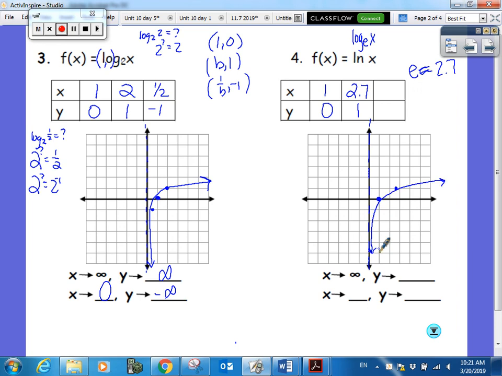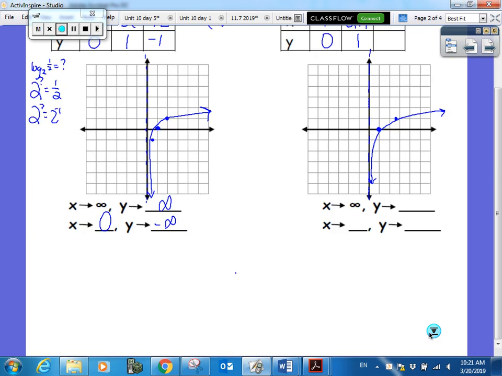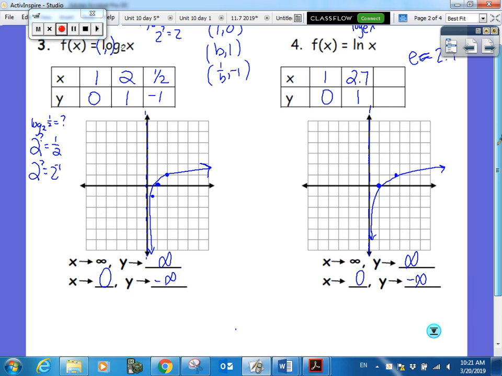And it's going to look very similar to that other one. It's just the numbers are different. Here the base was 2. Here the base is 2.7. Almost the exact same problem. Okay, it's just shifted over just a little bit. A base of 2 versus a base of 2.7. So as x approaches infinity, as x gets bigger, so does y. As x approaches the asymptote, you'll always have to fill that in. The asymptote's at 0. Y approaches negative infinity. So again, a 2 and a 2.7 aren't different. All a natural log is a log with a base of e, which is about 2.7.